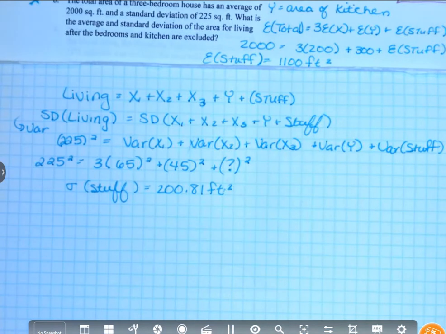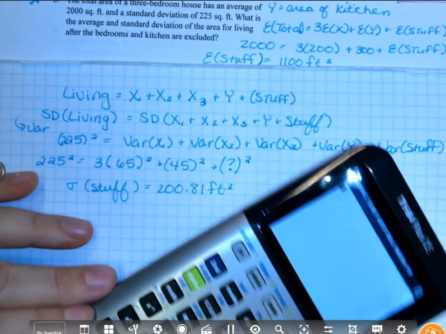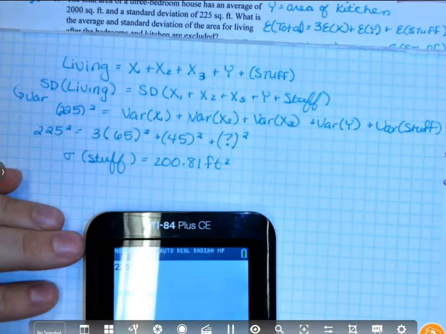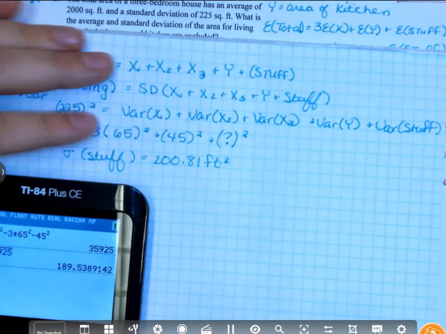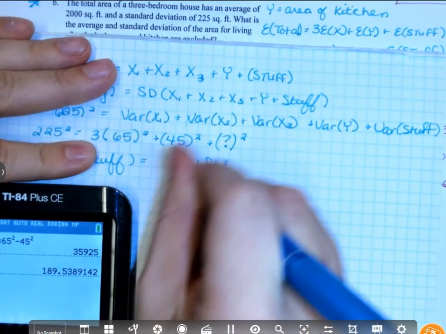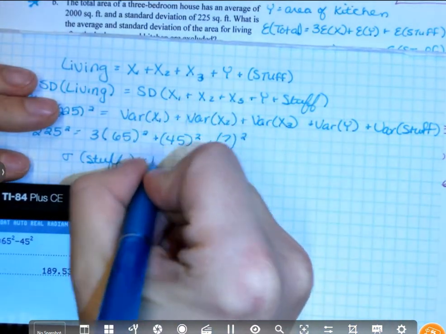Okay, so let's actually do this math. So I would do 225 squared minus 3 times 65 squared minus 45 squared. Take the square root of that sucker. Squared. Here we go. You know, it really helps if I can keep those things straight.